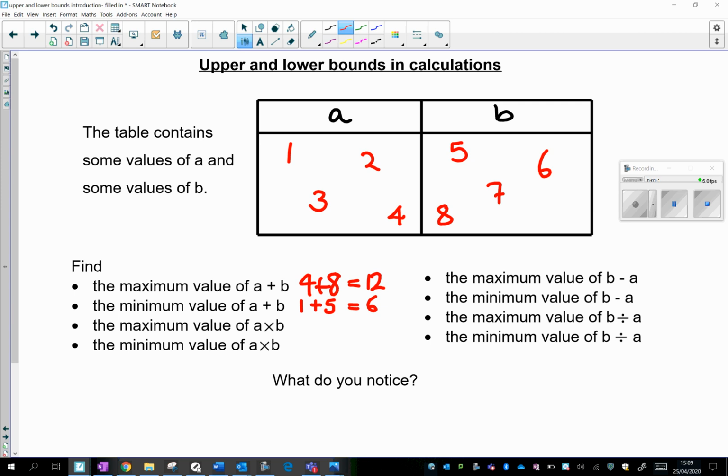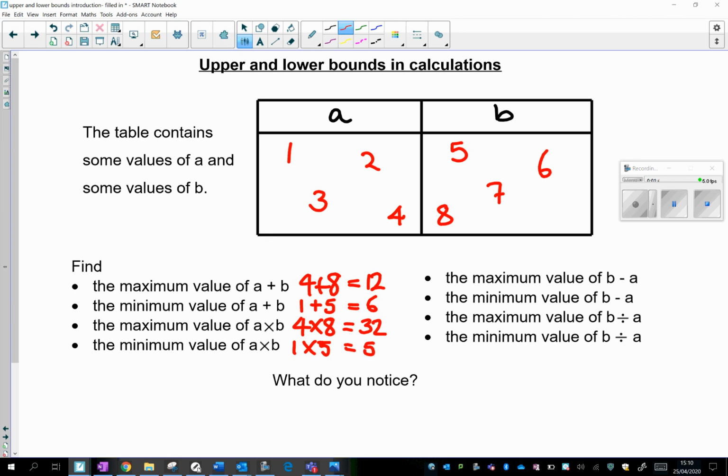Now let's look at multiplying. If we're going to multiply an A number by a B number, to get the maximum value, the upper bound for A times B, I'm going to do 4 times 8, the biggest A times the biggest B, which gives me 32. And if I want to find the minimum value of A times B, I'm going to do the smallest A multiplied by the smallest B. So 1 times 5 gives me 5.